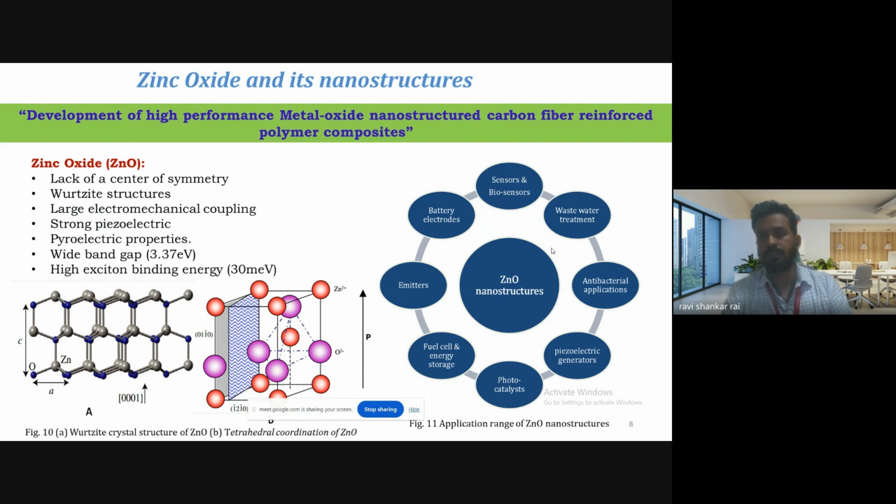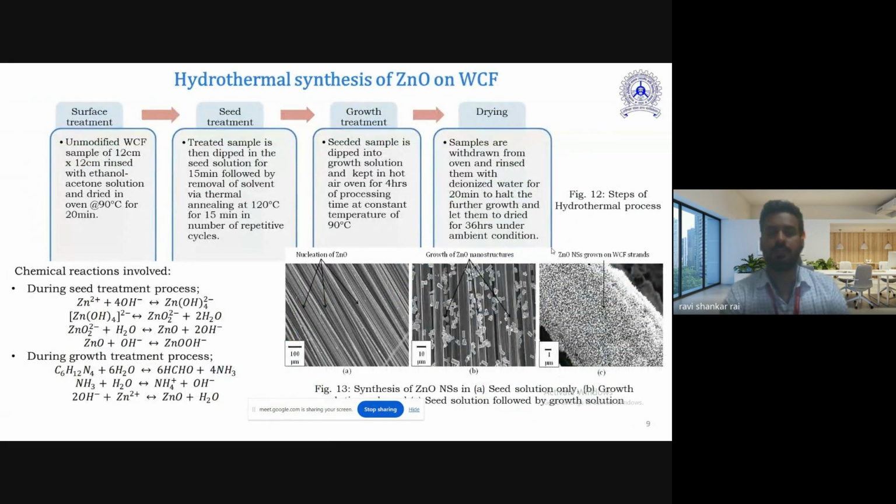ZnO nanostructures are already applicable in different sectors such as battery electrodes, sensors, wastewater treatment, antibacterial applications, emitters, and so on. So we have taken zinc oxide to grow on the surface of the carbon fiber. Out of different methods, we have taken hydrothermal synthesis of ZnO nanostructure on woven carbon fiber, because the hydrothermal or solution-based process is very easy and can be applied on different substrate materials in a very subsequent manner.